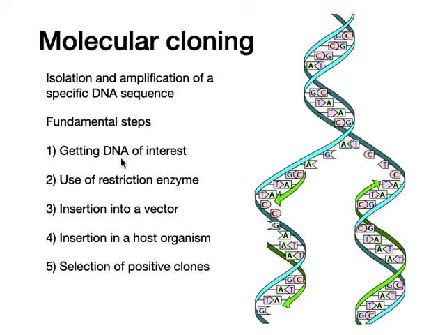First, we need to assess the DNA of interest that we want to amplify. Next is the use of restriction enzyme, or in some textbooks you might find it as restriction endonucleases. And then the use of a vector, or simply a vehicle where we can incorporate our DNA. And then after that, we put the vector with our DNA into a host organism and then be able to select positive transformants or clones.